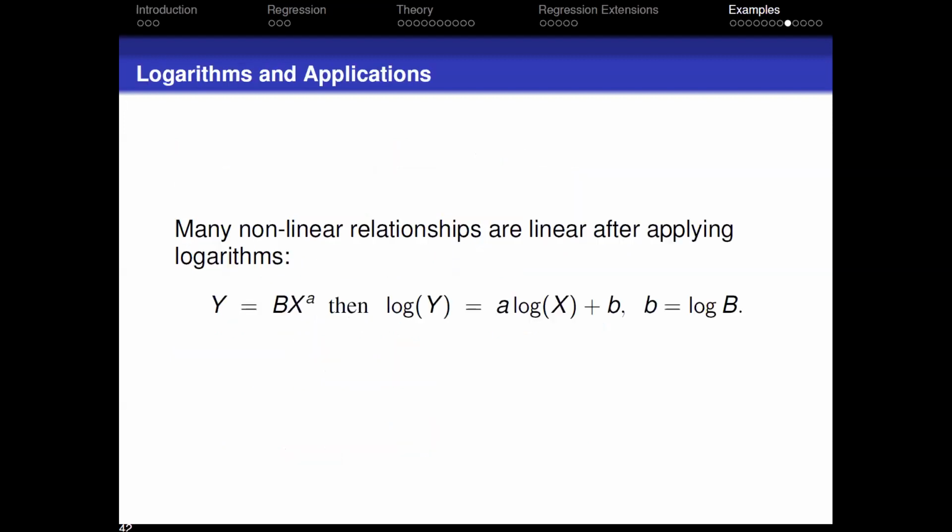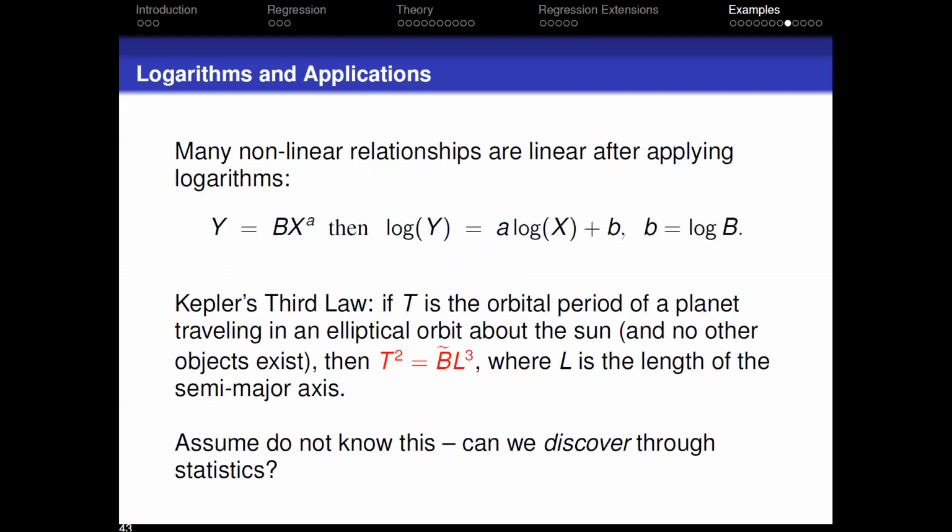Okay, so as I said, many relationships are linear after you apply logarithms. So if y equals b x to the a, and when we take logs, we get log of y equals a log x plus b. So here's one of my favorites. Kepler has 3 laws of planetary motion. The first is you move in an ellipse with the sun at one of the foci, not bad. If you draw a line from the planet to the sun, it sweeps out equal areas in equal times, not so bad. And then the last is the Sesame Street law.